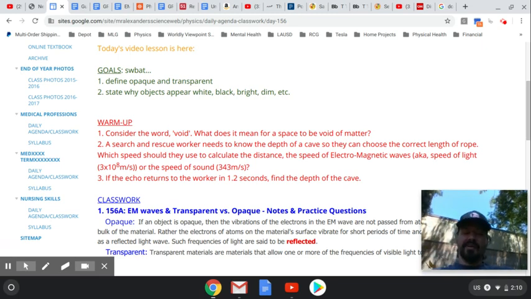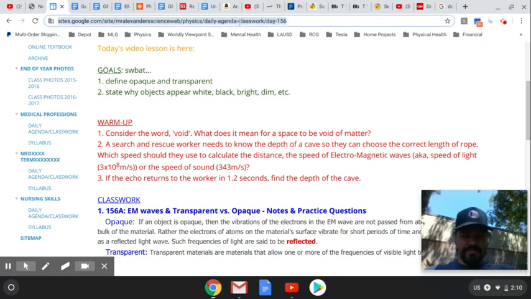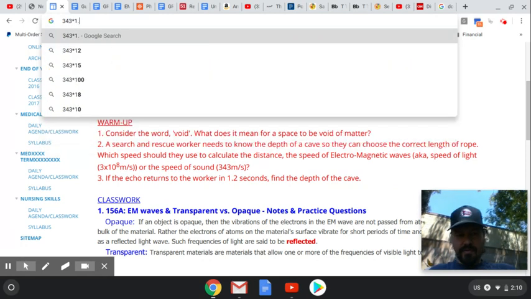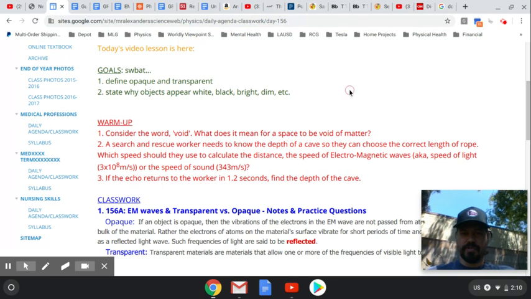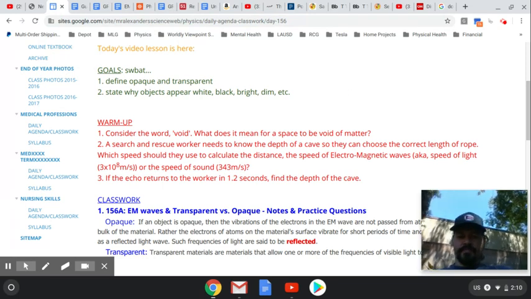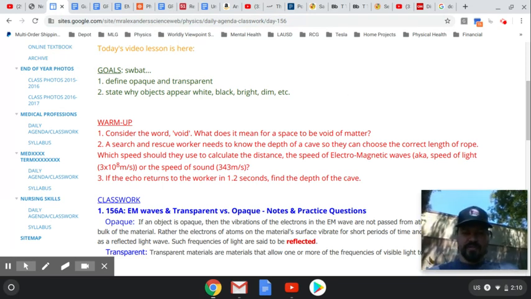So 343 plus 68.6 is 411.6. I hope that's right. Let's find out. Woo! Yes! I can do multiplication. Okay, so that would be the answer. We'd have to write it in 2 sig figs, so it'd be 410 meters.